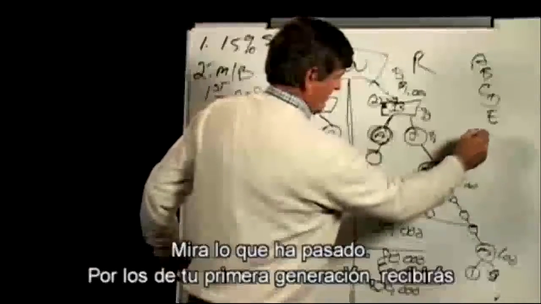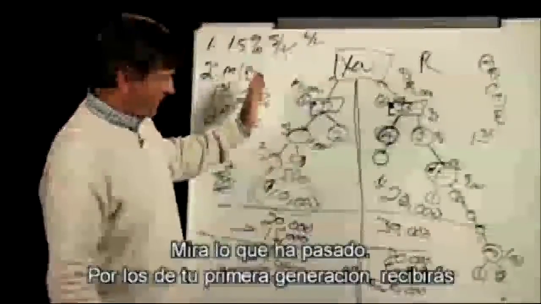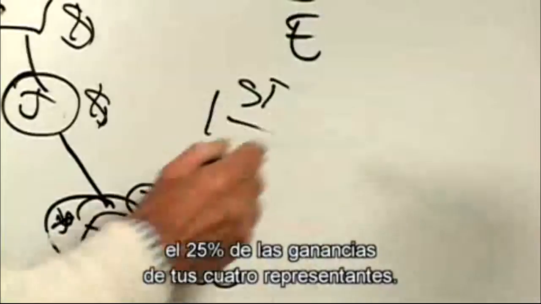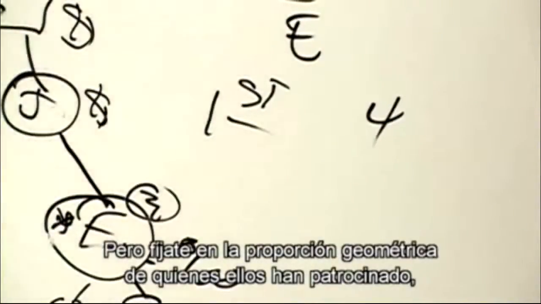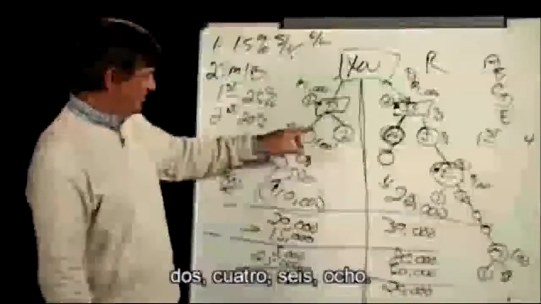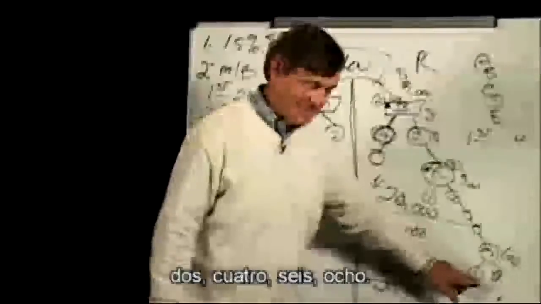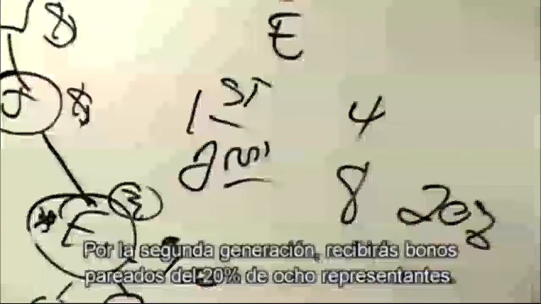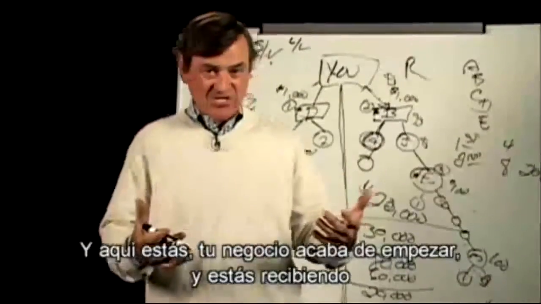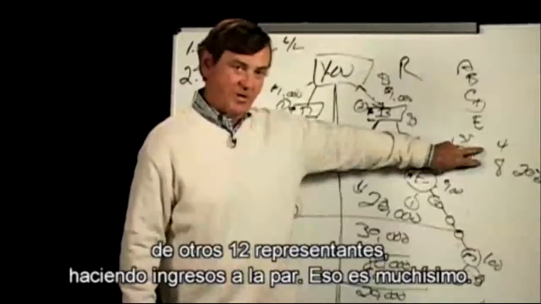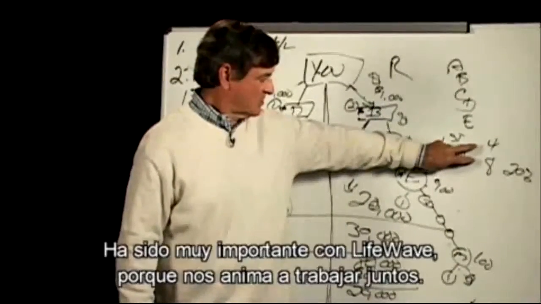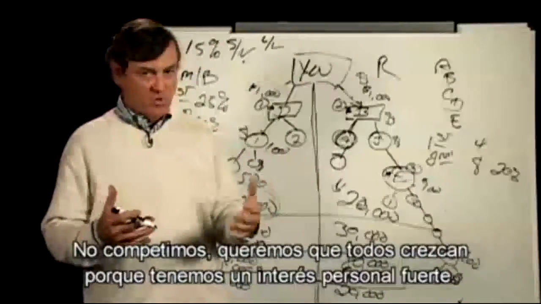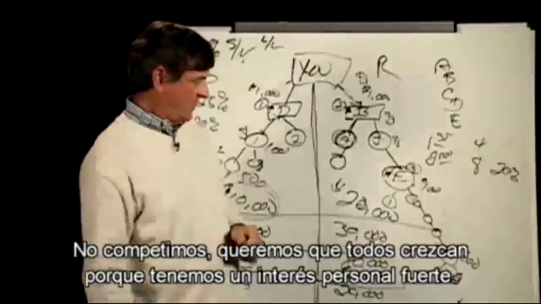On your first generation, you sponsored, and you'll get paid 25% of all their earnings on 1, 2, 3, and 4 reps, okay? But look at the geometric kicker on who they sponsored, 2, 4, 6, 8. So second generation, you're going to get matching bonuses of 20% on 8 reps. So here you are just getting a business started, and you're leveraged out to 12 other reps matching their checks. That's huge. It's especially been so important with Lifewave because it encourages us all to work with one another. We're not competitors. We want everyone to grow because it's a strong vested interest, okay?